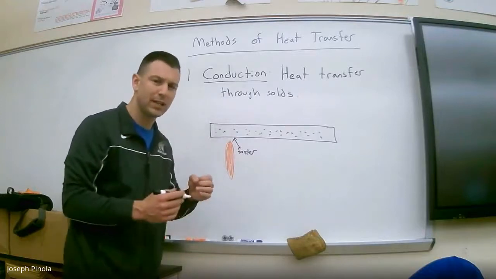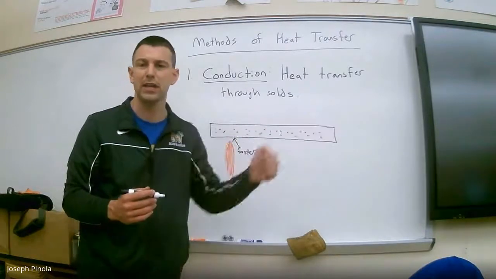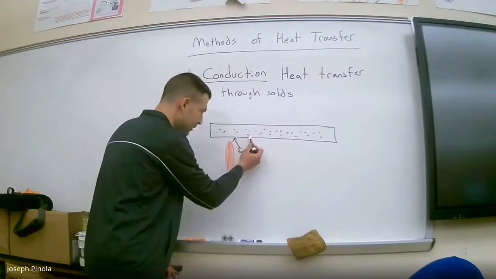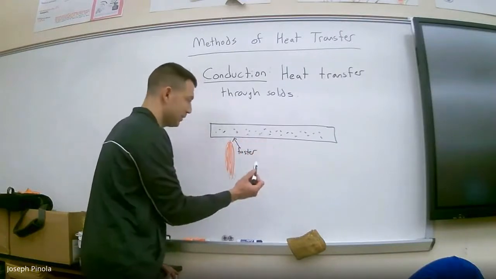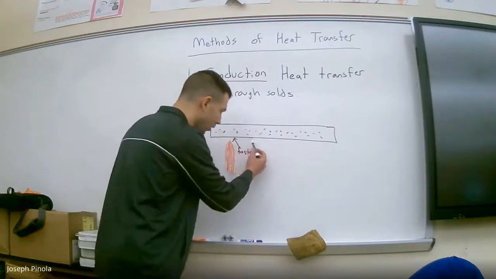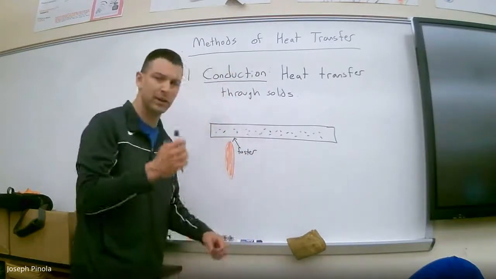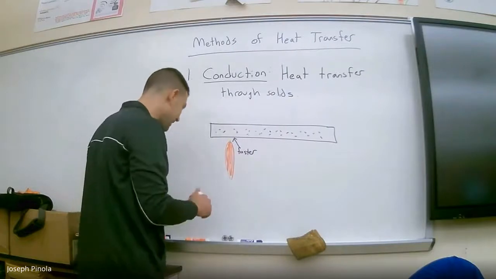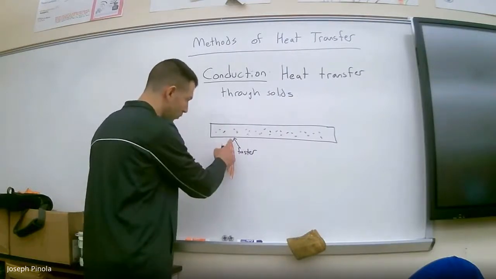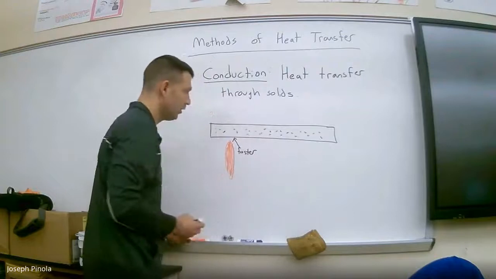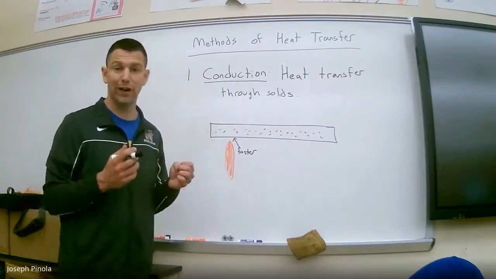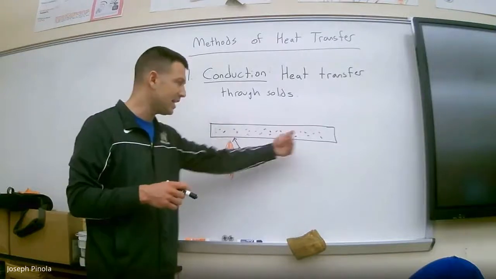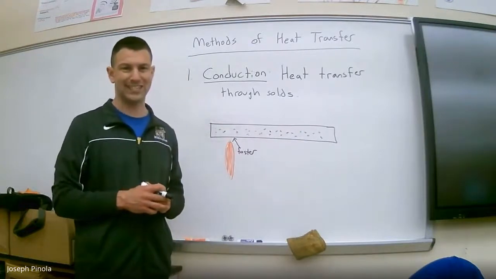And it's almost like a series of dominoes that are being knocked over. The faster particles cause their neighbors to speed up, and it causes their neighbors to speed up, until eventually all of the particles along the solid are moving faster than they were before. And so heat will eventually transfer from one end to the other. Due to the fact that the particles start vibrating faster, they bump into each other more, and they send heat all the way along the solid.